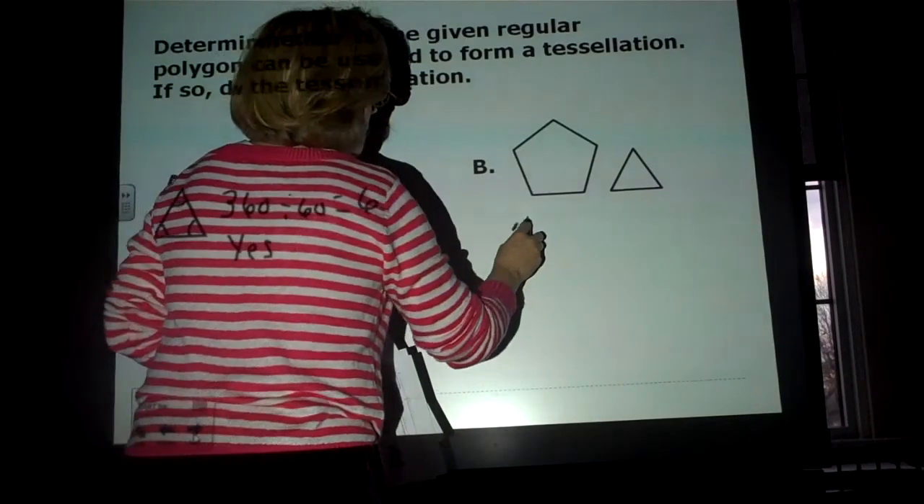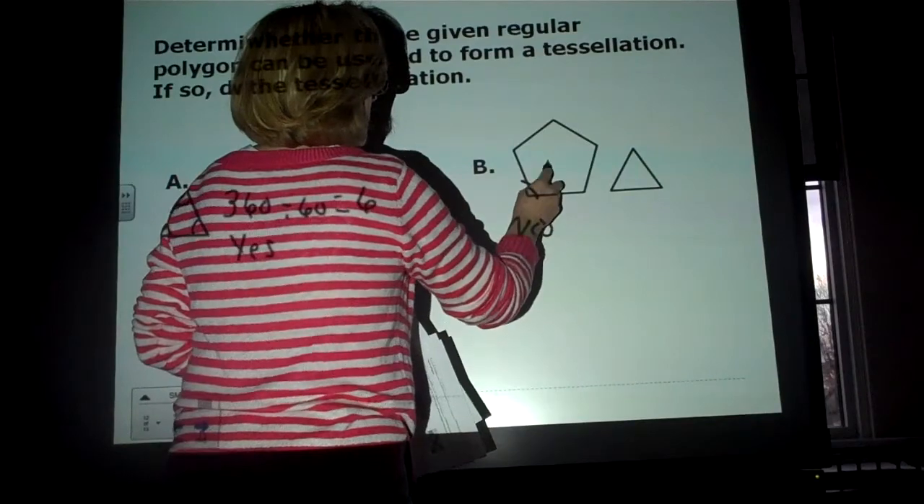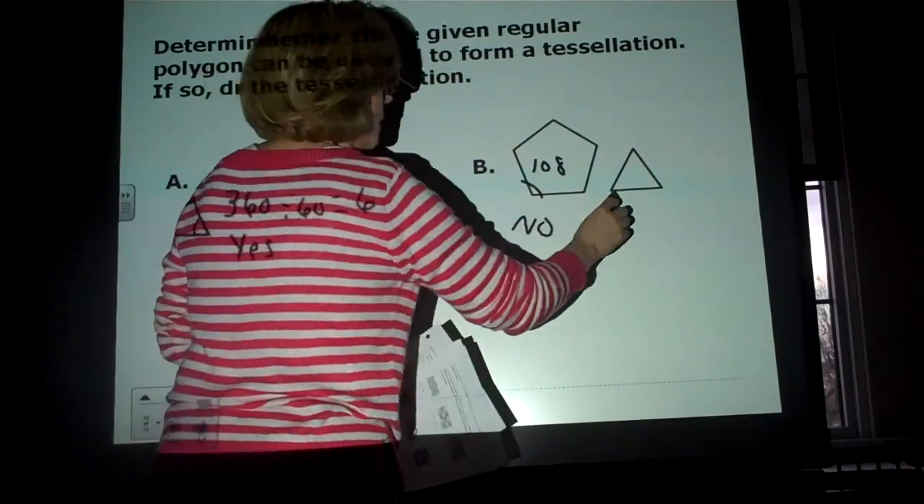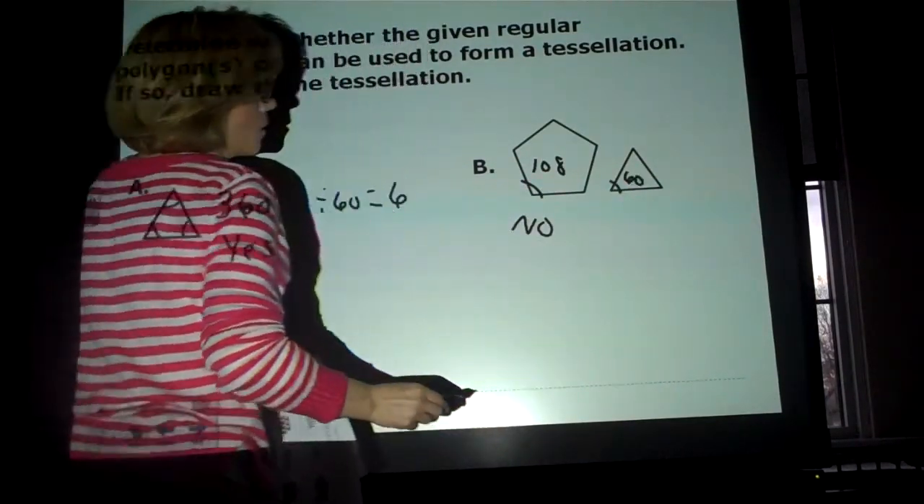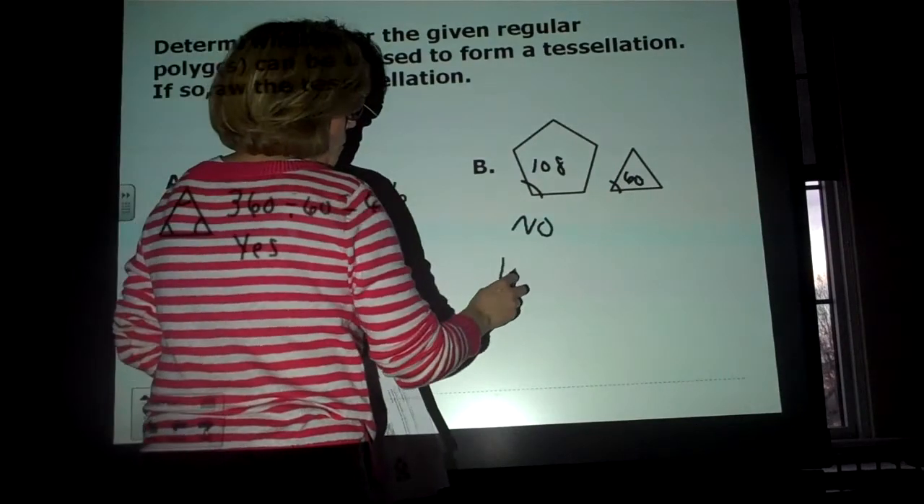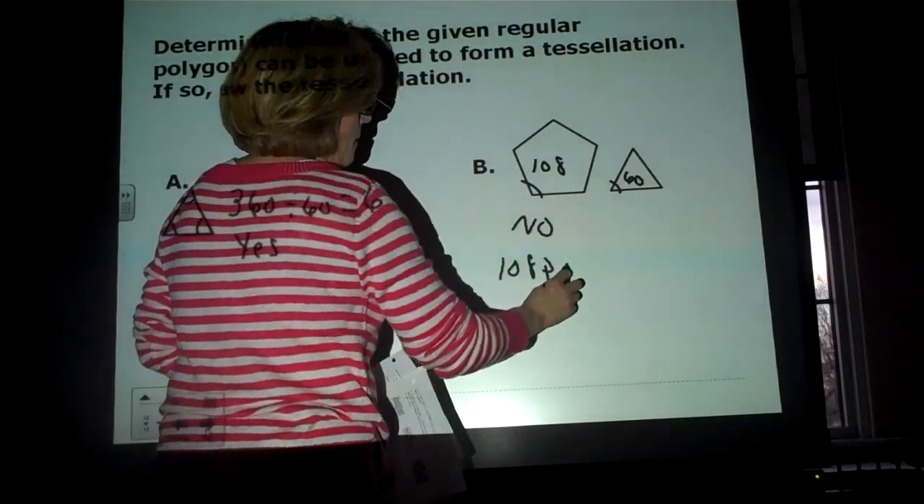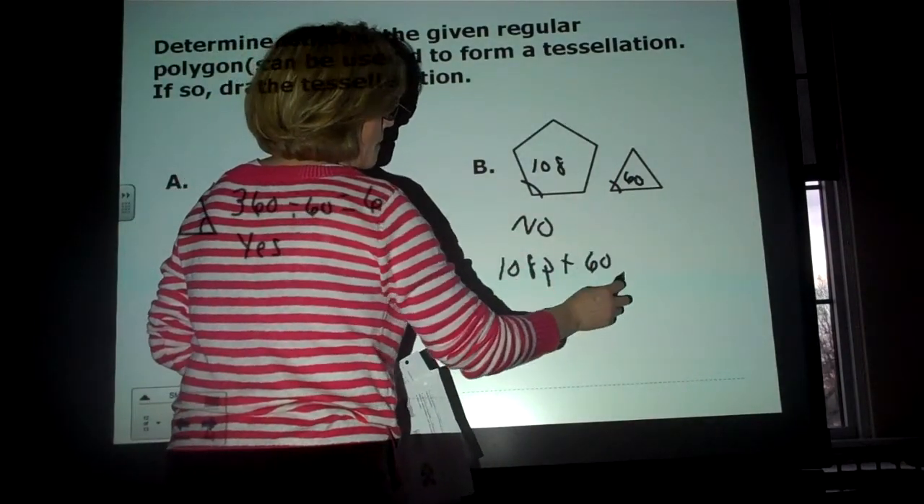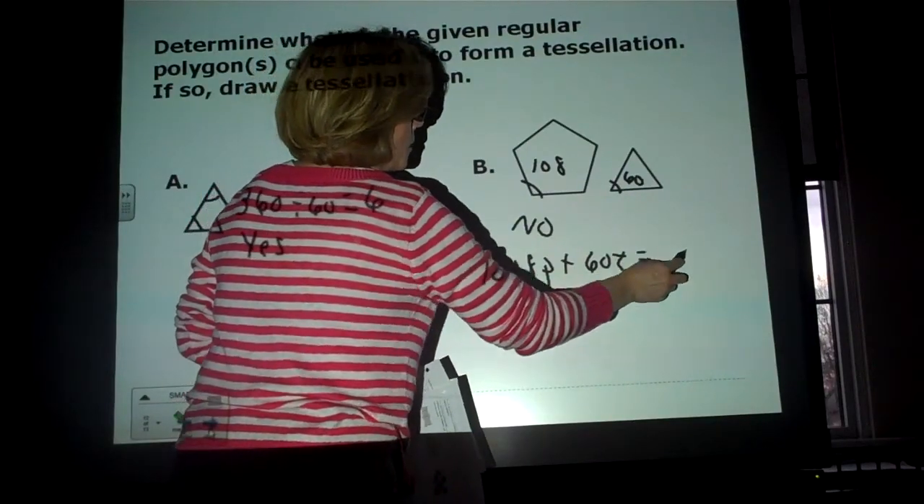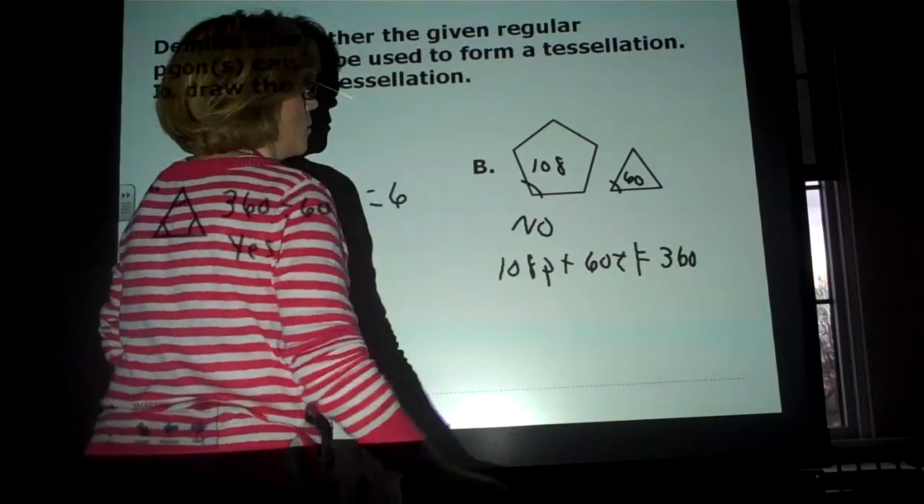This one is no. Okay, these angle measures are 108. These angle measures are 60. So is there any way you can take 108 times something plus 60 times something and get 360? And the answer is no.